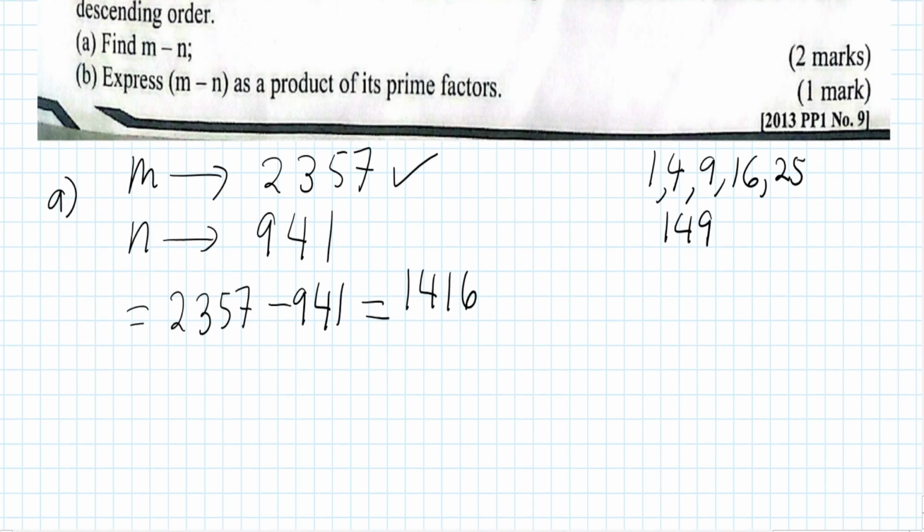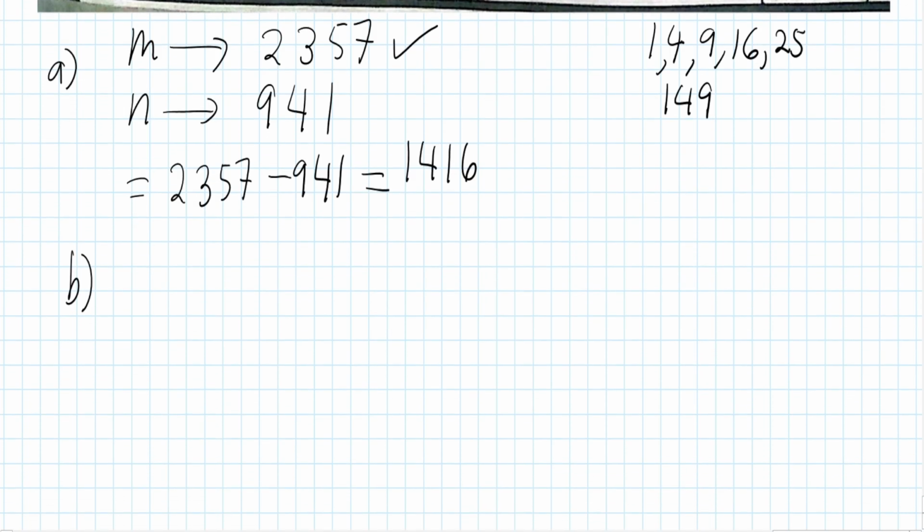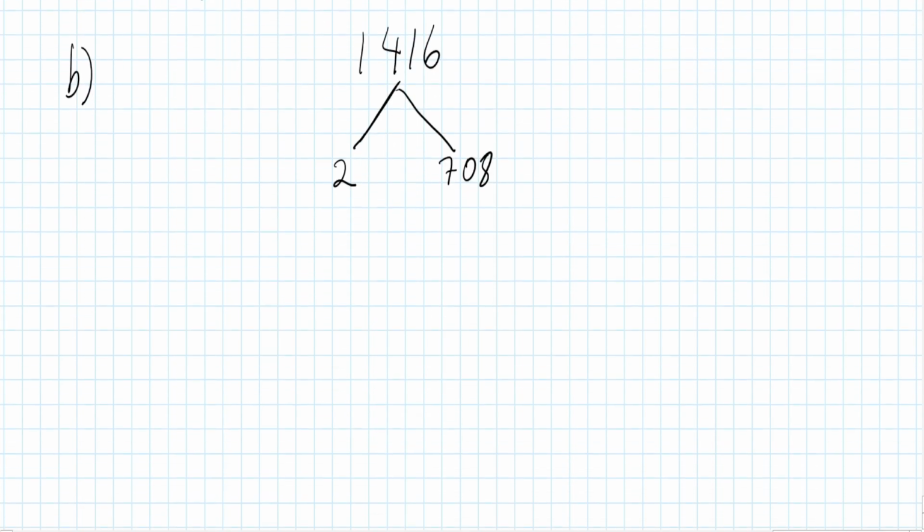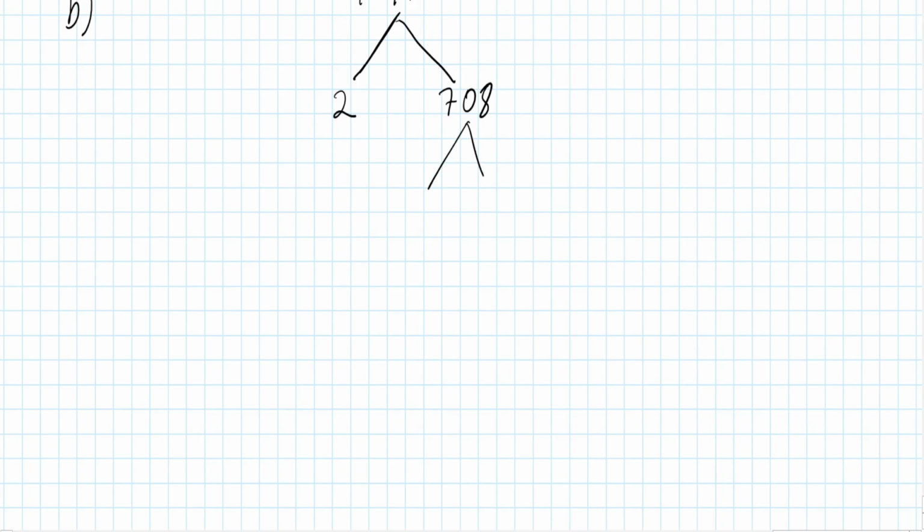For question B, express m minus n as a product of its prime factors. So express this one, 1416, as a product of its prime factors. It's very easy, but let's just use the long way. So divide by 2, you're going to get 708. Again, divide by 2, which is a long process, but as long as we get the answer, 354. Then divide by 2, 177.